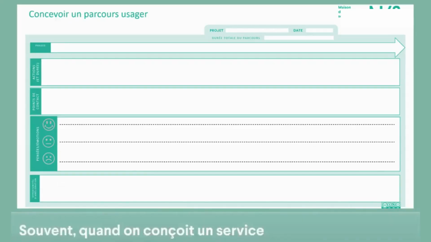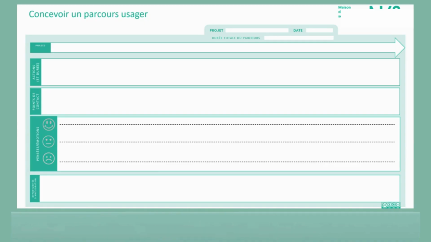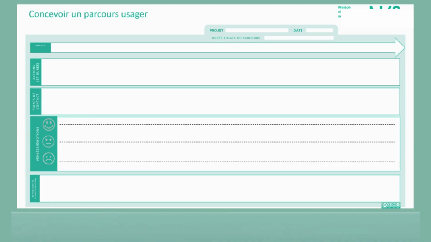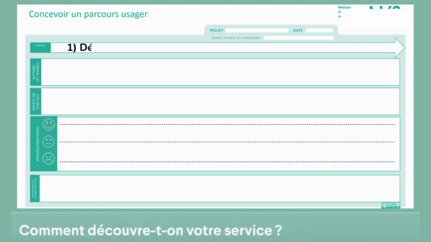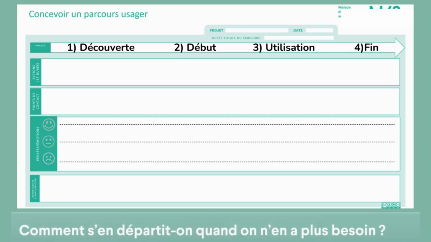Oftentimes when we're thinking about a service that we're making, we tend to think about only our service or only how people might use our service. But in reality, there's a lot of different elements, and there's a certain structure to a journey map. So how are people finding out about your service? How are they becoming aware of it? How do they join or subscribe to something? How do they use it? How do they leave it afterwards when they're done?